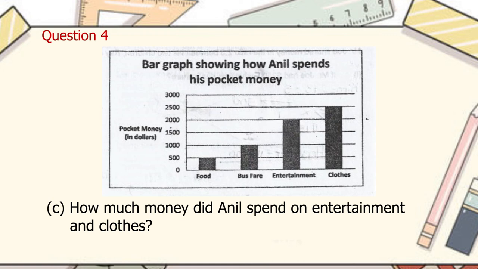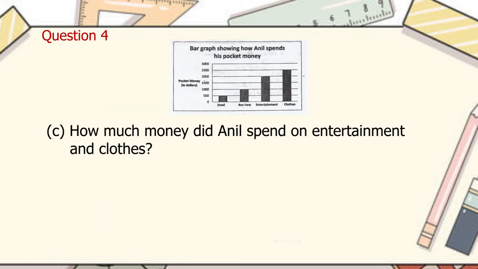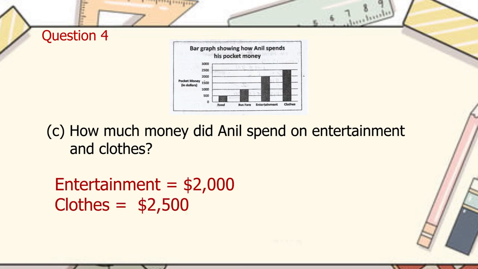Part C. How much money did Anil spend on entertainment and clothes? Let's work. How much money did he spend on entertainment? $2,000. How much money on clothes? $2,500. How did you decide how much money he spent on those two items?